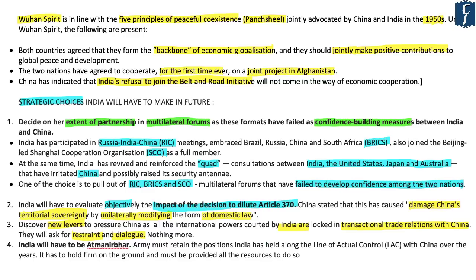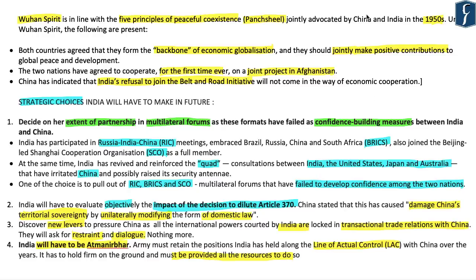Hence, in this regard, this article said that India will now have to be Aatmanirbhar as far as China is concerned. At the same time, as far as the line of actual control is concerned, the Army should retain its position, should hold its ground at the line of actual control with China, and the government of India should ensure that it provides all the resources to the Army to hold its ground. So this was a very small and crisp article.